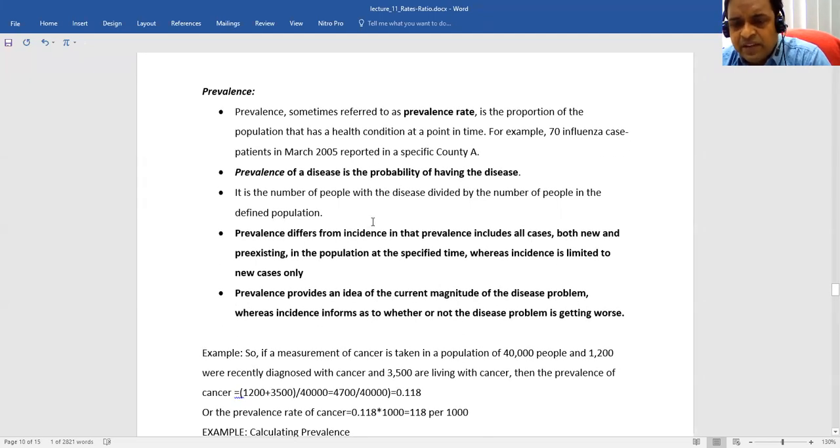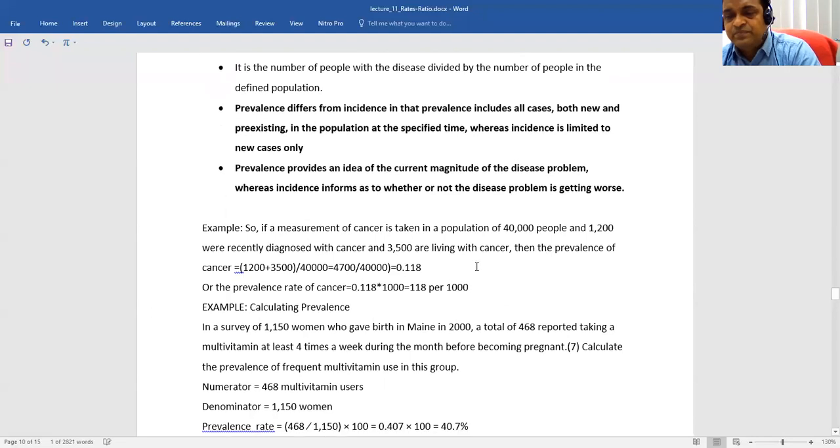Remember that prevalence rate includes all the cases, both new cases and pre-existing, old cases. So incidence rate only includes the new cases, but prevalence rate includes how many already exist and how many will develop; it includes existing and new cases. Okay, this is the difference. Incidence rate is only for the new cases, but prevalence is broader. How many already have and how many will develop next month, all are included in the prevalence rate. So we can get the prevalence rate.